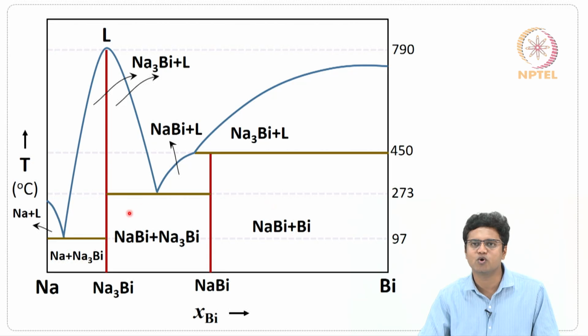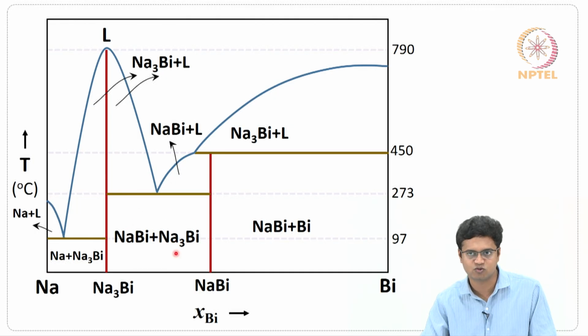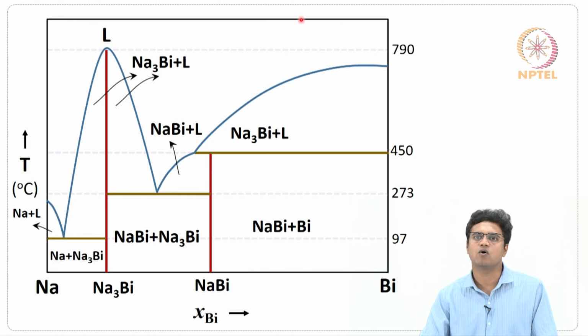The same exercise you can do here also. You draw an imaginary tie line here that connects Na3Bi and NaBi, and it passes through a two phase region of NaBi and Na3Bi. So that's the reason this has to be mentioned in this way. Understand? You can draw a tie line here also, which connects single phase liquid and a single phase compound, that is NaBi, but it passes through NaBi plus L. So that's how we draw the phase diagram in this way.